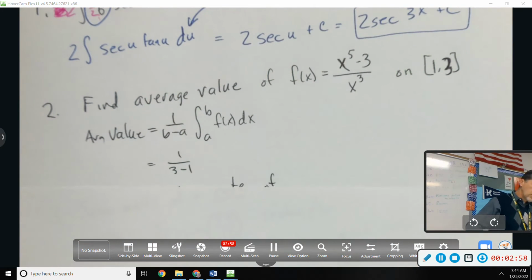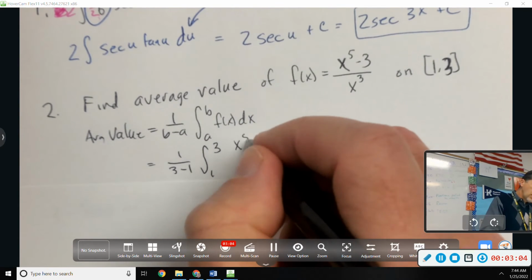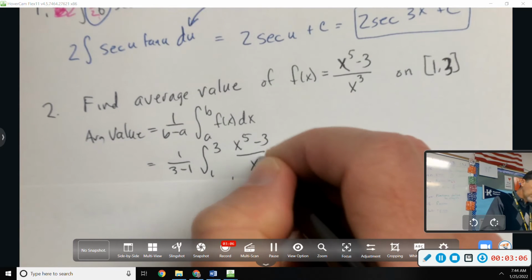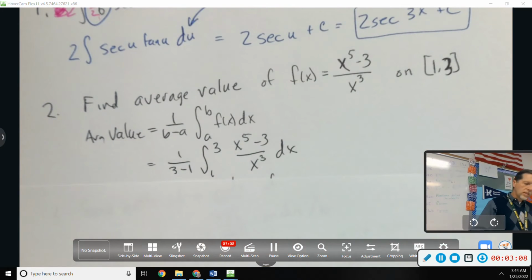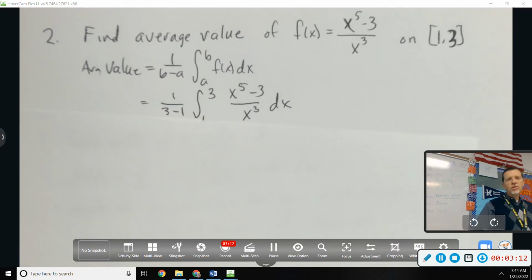So 1 over 3 minus 1, the integral from 1 to 3 of x to the 5th minus 3 over x cubed dx. Okay, that probably gets you half credit on that question, because that shows you knew the calculus, you knew how to set it up, or at least you knew some of the calculus. Now we need to integrate.